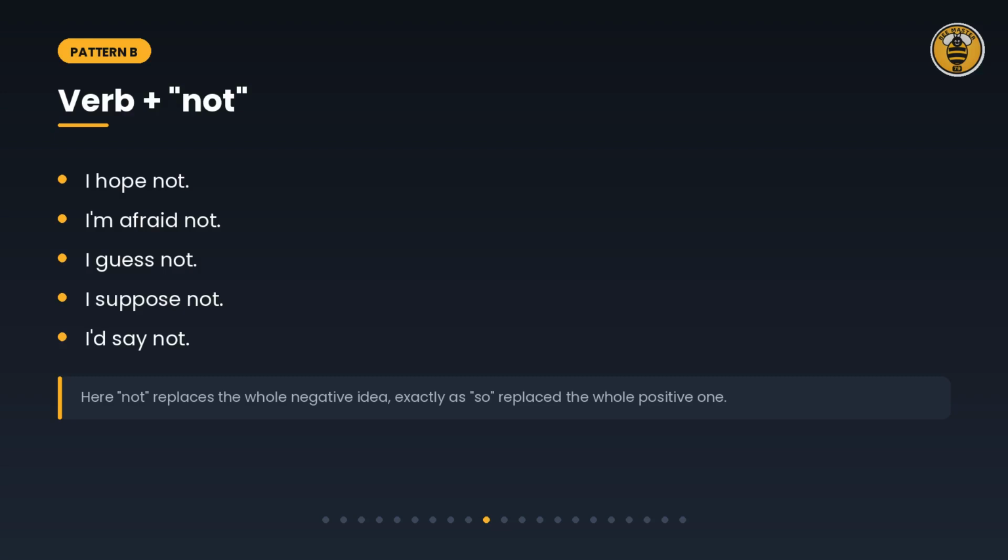Now pattern B. I hope not. I am afraid not. I guess not. I suppose not. I would say not. Look at what not is doing. It replaces the entire negative idea in exactly the same way that so replaced the entire positive one. If somebody asks, will it rain? And you answer, I hope not, you mean I hope it will not rain. One small word carries the whole clause.